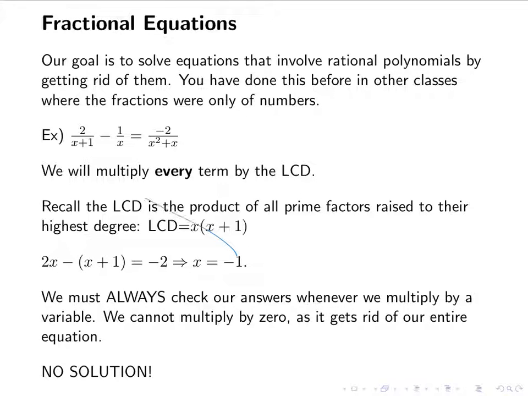If I try to plug negative 1 into here, I end up with 2 over 0 plus 1 equals negative 2 over 0. And that is not true in like 5 different ways. Okay, so it's really, really important that our LCD does not become 0 once we've solved for x. We really have to make sure that we're checking our answer.